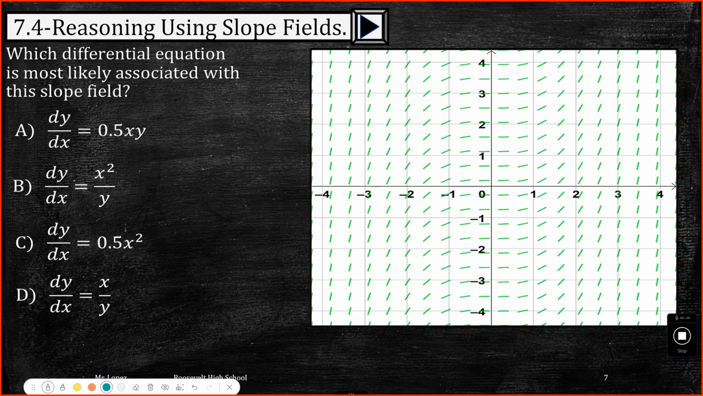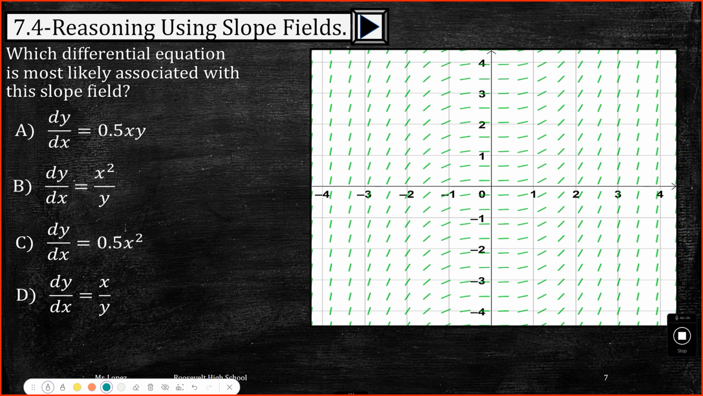Which one would be most likely associated with this slope field? Is it the same along the Y? If it's the same along the Y, what did we say? It's not dependent on X. There should be no X. No, Y, sorry. If there is no Y, it's the same.